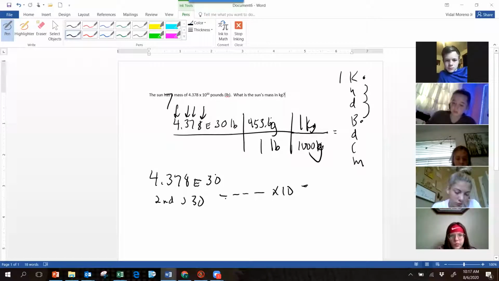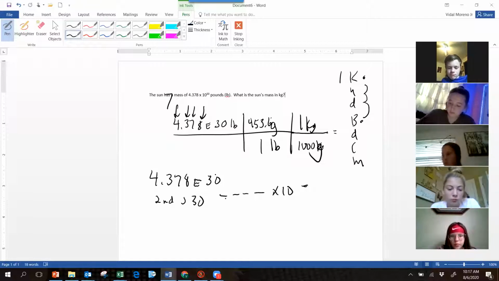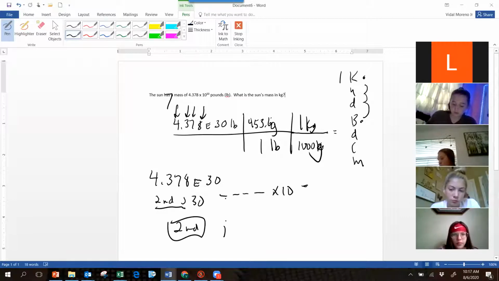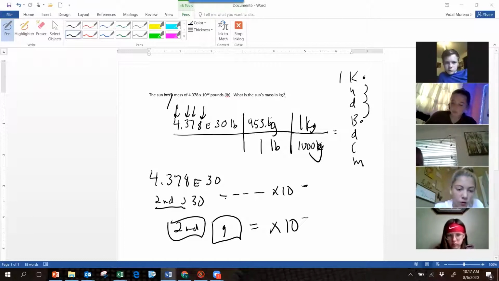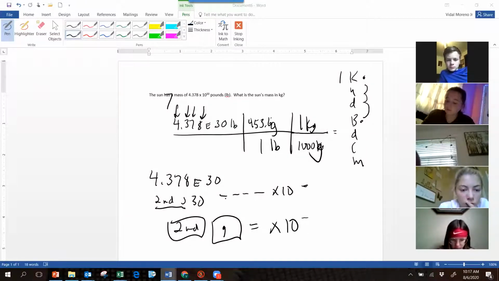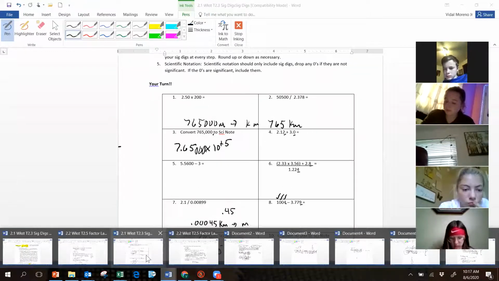Is that what your problem was? You didn't know how to put it into your calculator? Mm-hmm. Okay, now you do. Second comma is the same thing as saying times 10 to the x. Okay, I'm gonna go to 2.1 for the kids that are still struggling with that one. No big deal.